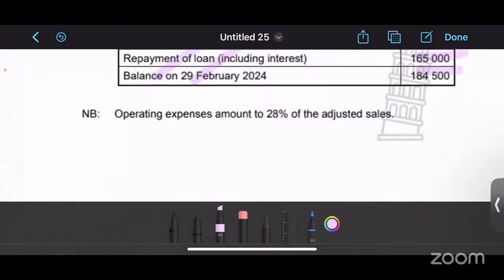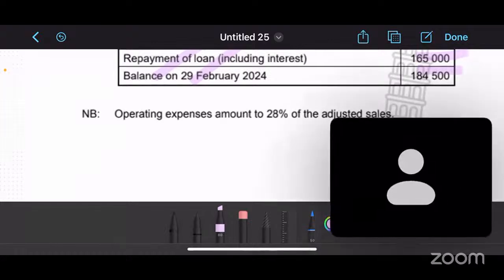And then they say operating expenses amount to that of the adjusted sales. Operating expenses amounted to that. Where do you guys think that is gonna go? Let me see who's in here. Where do you guys think that is gonna go to? Does it affect the note or not? It does not, man. It does not. Let's see. It does not.